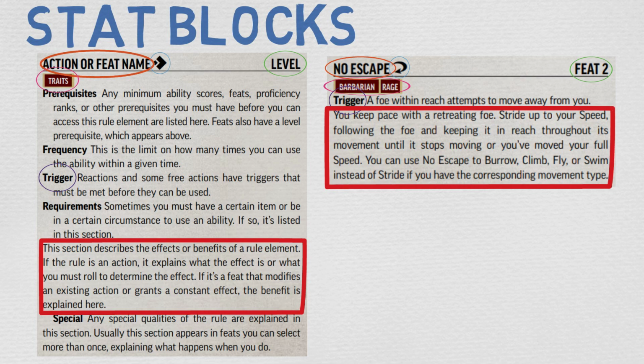And then traditionally underneath that main body, you'd have a special section. Any special qualities of the rule are explained in this section. Usually this section appears in feats you can select more than once, explaining what happens when you do. There are actually only a couple examples of this I was able to find, and they're usually a higher level, but I didn't really go through all of them with a fine-tooth comb, so there might be one I just scrolled past, but for the most part, they are quite high level. In any case, that's really all you need to know for now.